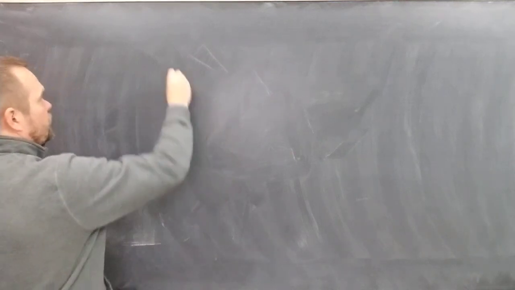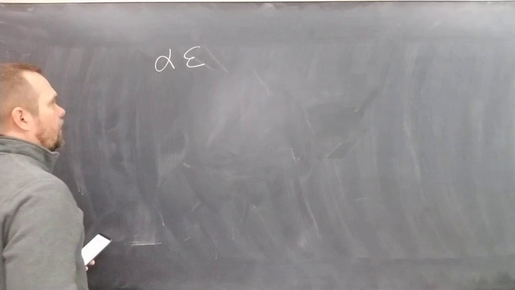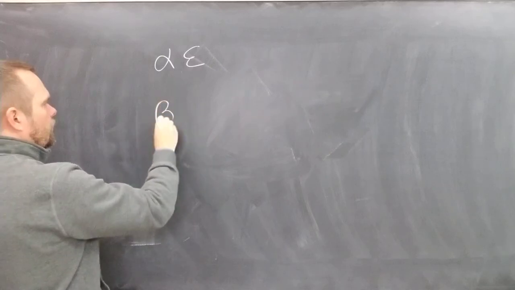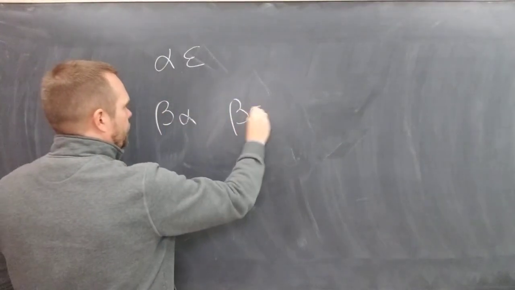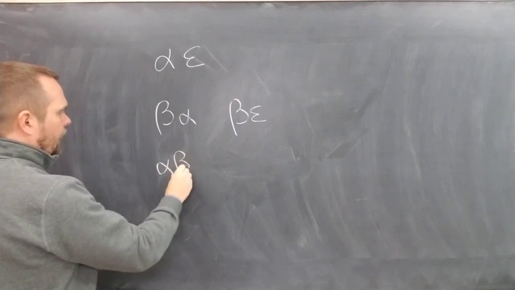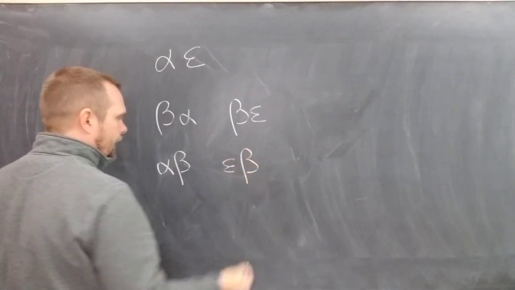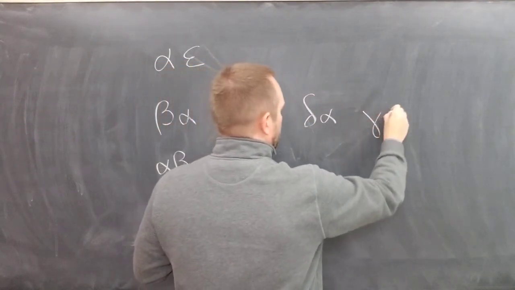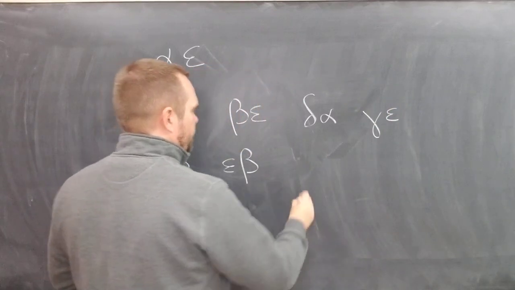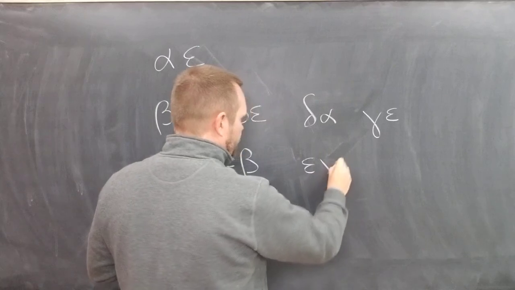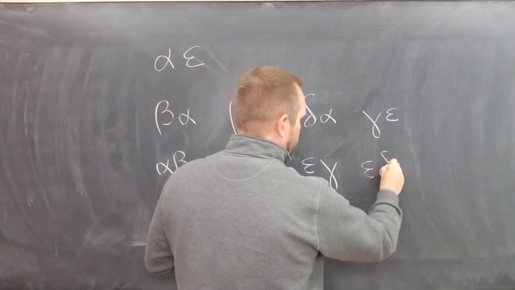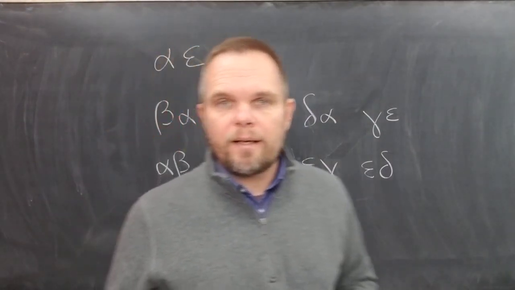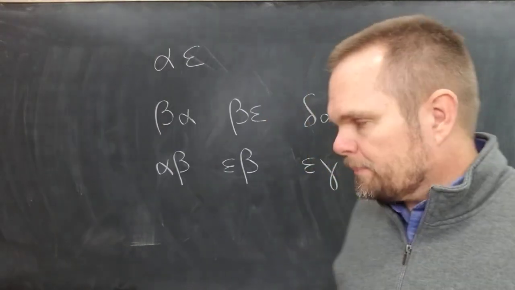So we've learned two vowels so far, alpha and epsilon, and we can just put together syllables. Ba, be, ab, eb. Very simple. Da, ge, egg, ed. Okay? So 5 letters so far: alpha, beta, gamma, delta, epsilon.